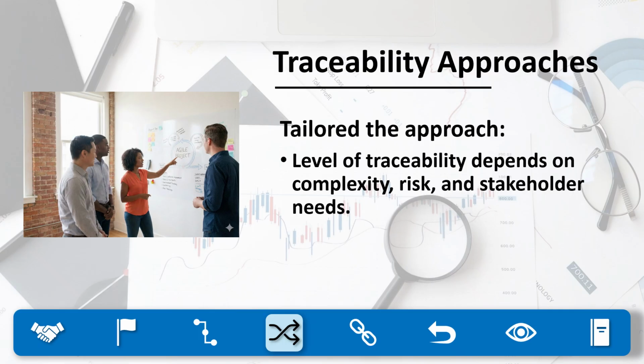At its core, traceability is about making sure that every requirement can be linked back to a business objective and forward into design, testing, and delivery. But not all projects need the same level of detail. That is why we talk about tailoring the approach.